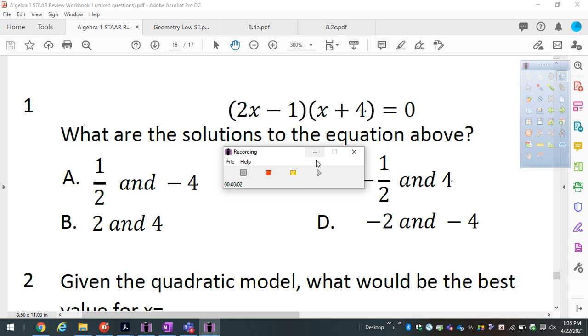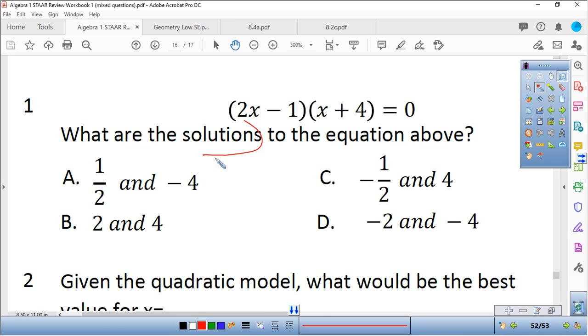Okay, guys, we're on 16 of 17. I don't know how you want to do this one. Solutions basically is going to be your, again, your 0, your root, and my personal favorite, the x-intercept.